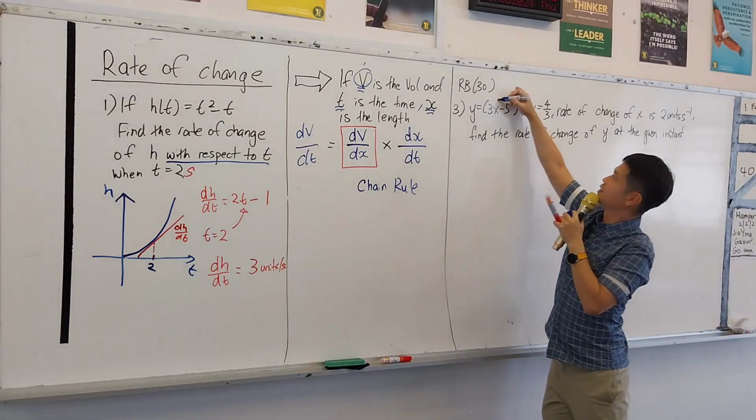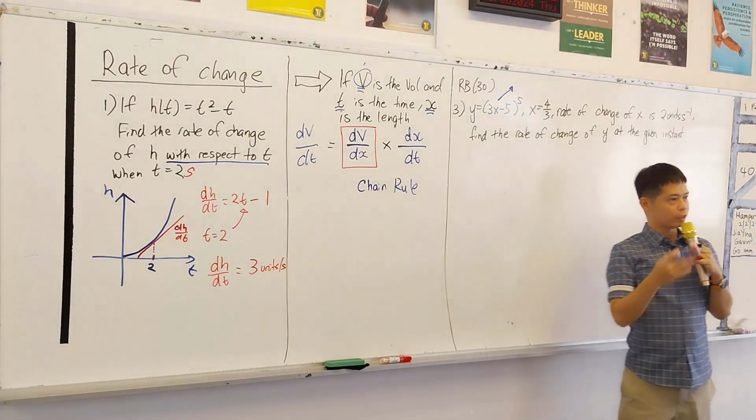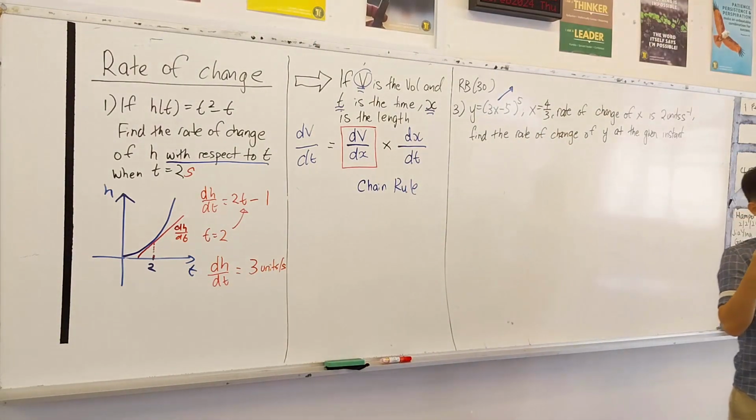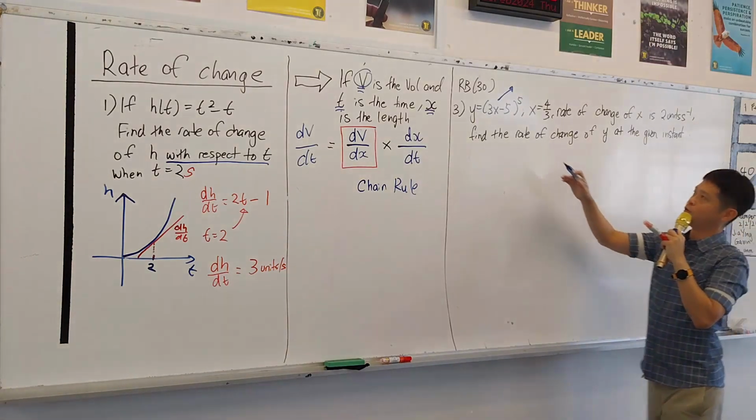So from here, what will we get? You know that we want to find the rate of change, right? We know we need to use the chain rule. So what do you think we will do with this?